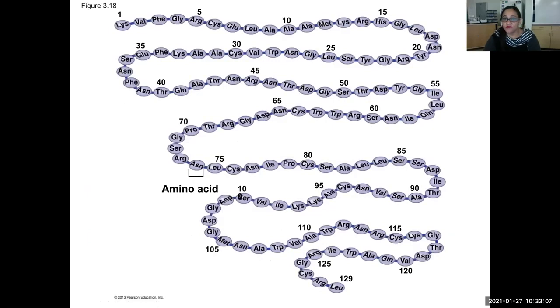This is just an example of amino acids. There's 129 amino acids in this protein. And you can see the amino acids. They're abbreviated, obviously, for obvious reasons. And the order of them determines the specific protein.